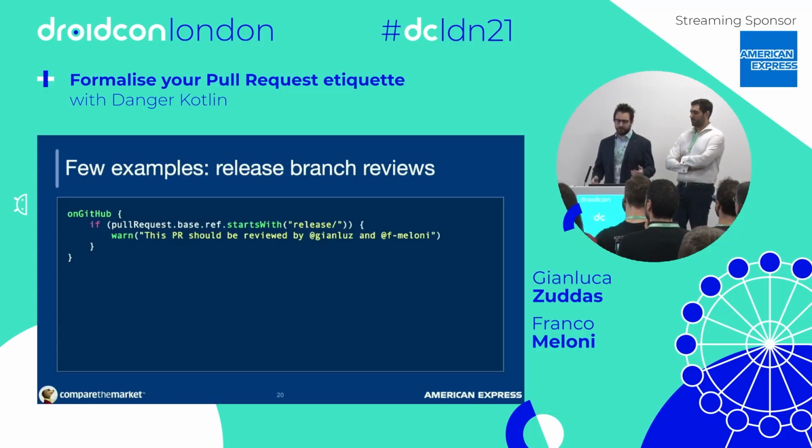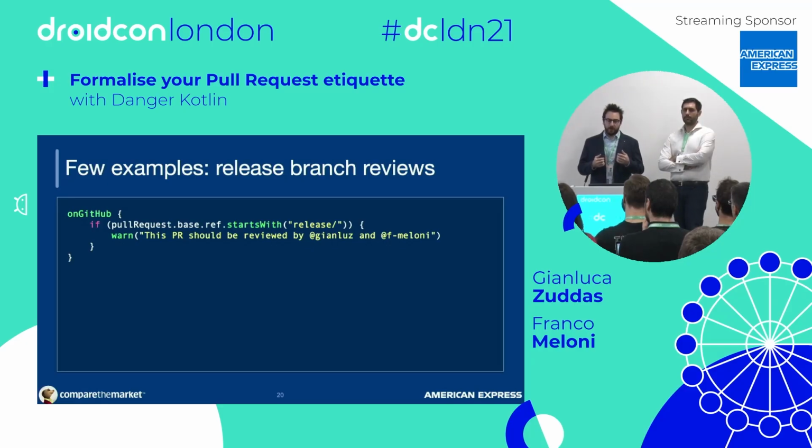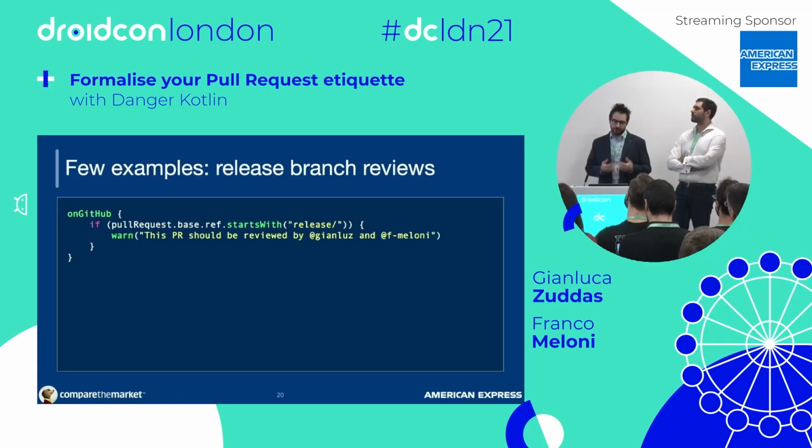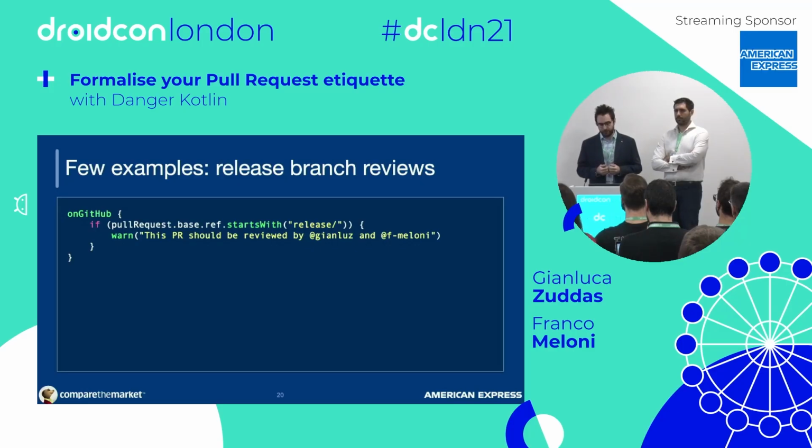Finally, let's assume that our release branch is a little bit particular. So every PR there needs to be reviewed by a tech lead or someone in particular. In that case, Danger can help you in different ways. The first one is the one in the slide: you can say if the branch starts with release, then just add a comment where you say that those people should actually review the PR. And so they get tagged, so they receive an email and they can actually review it.